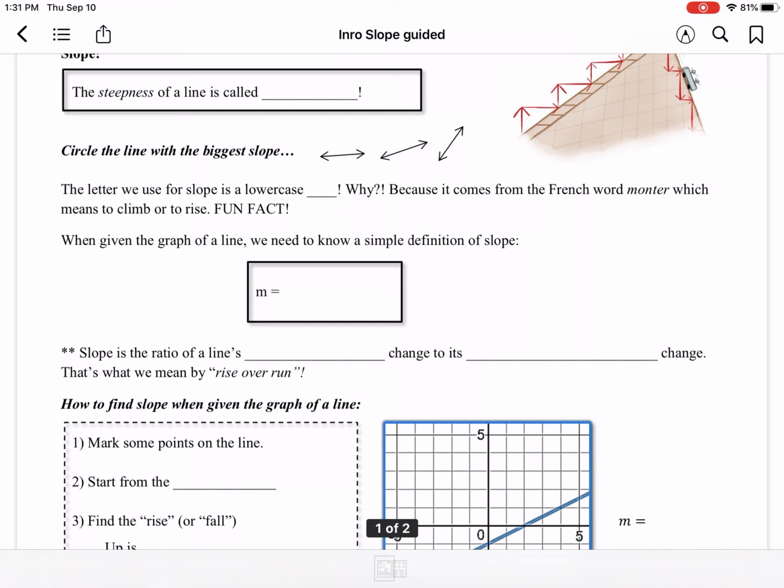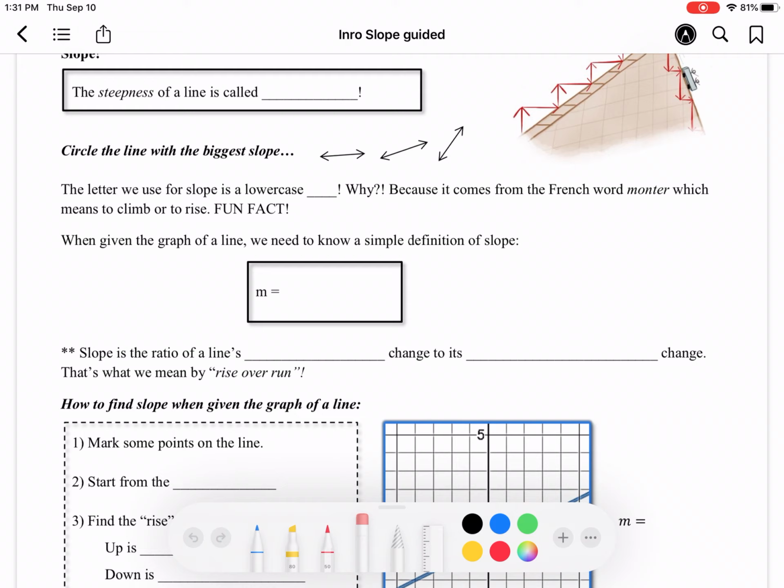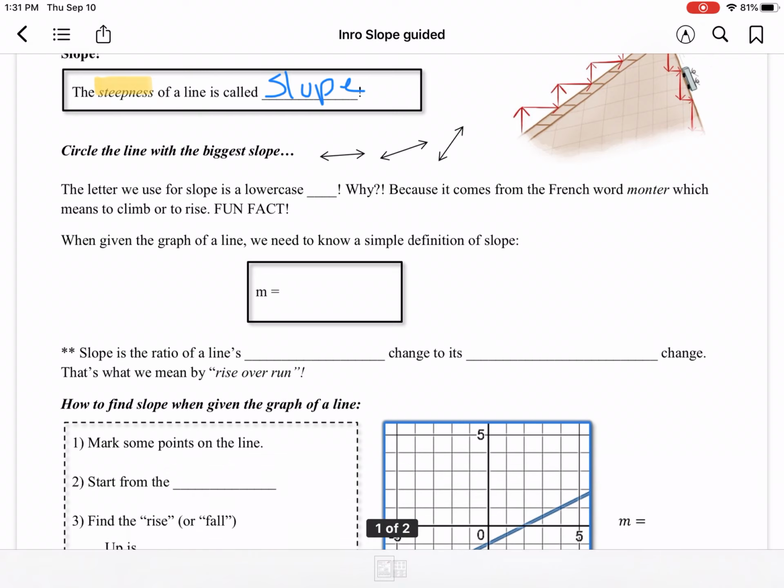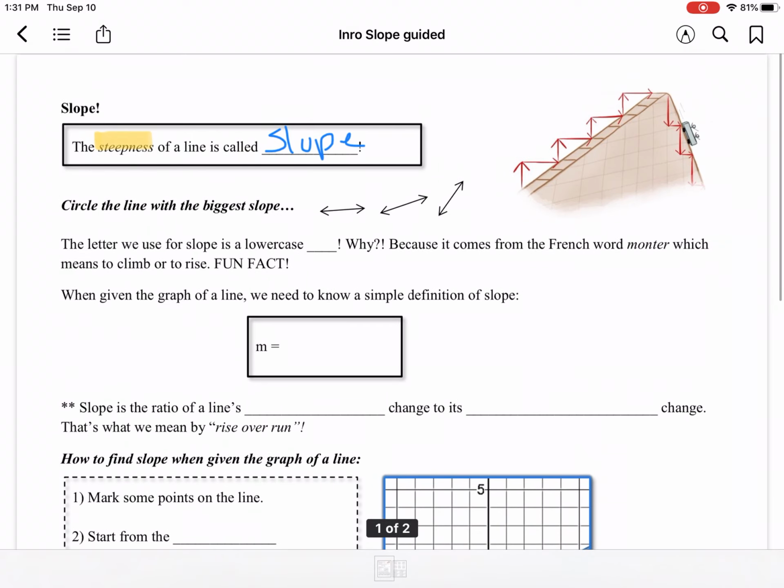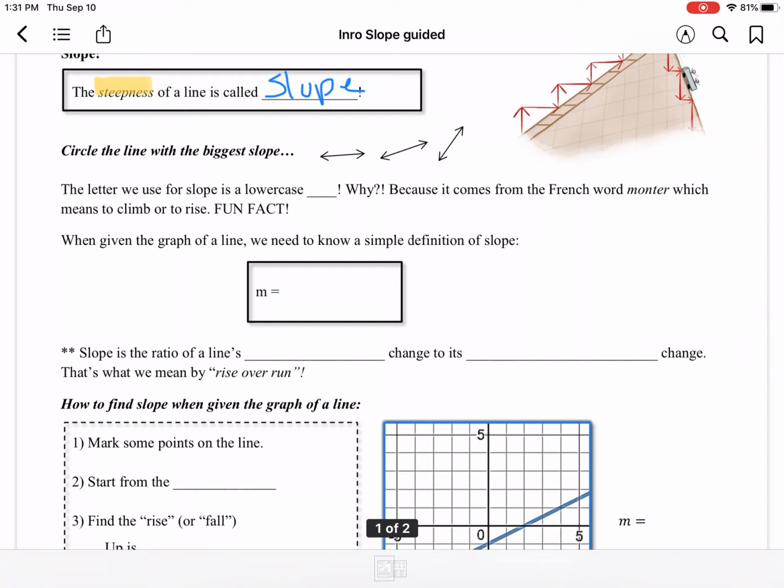Today we're going to begin our study on slope and linear equations and expressions. So we're going to start out with an introduction to slope and exactly what slope is. The definition of slope is the steepness of a line. So the steepness of the line is called slope. Okay? We can think about slope like it's a hill, how steep it is. It either goes really downhill really fast or downhill really slow.